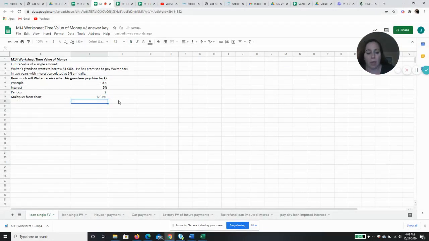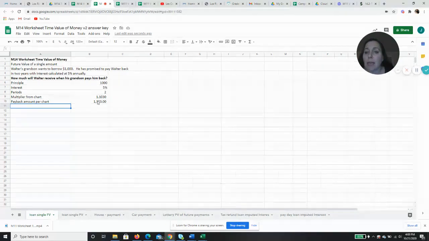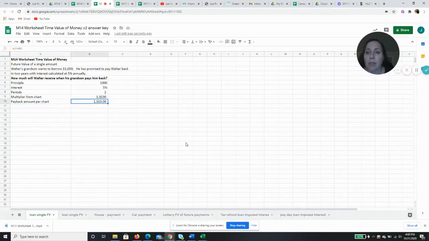1.103. Okay, so the payback amount from the chart is going to be our principal times 1.103. And so the payback amount will be $1,103. And I forgot that on these first two, we're only going to use the chart because I couldn't figure out how to do it in Excel. Sorry. But these are fairly simple, so that'll be okay. So anyway, that is going to be the amount Walter's going to get back.